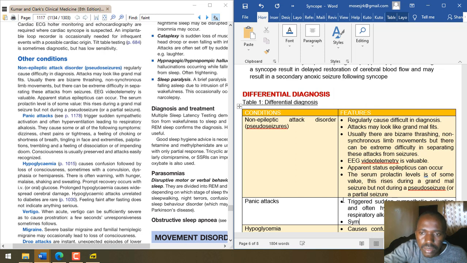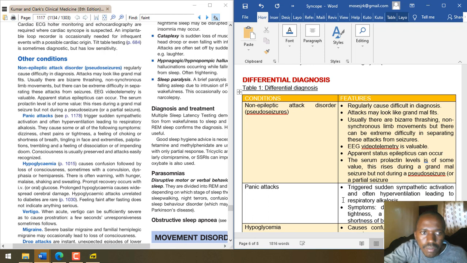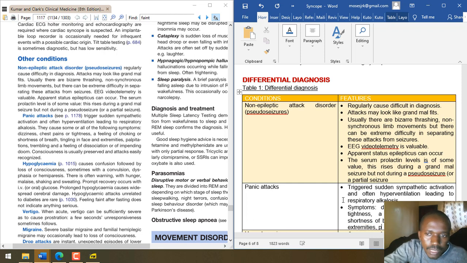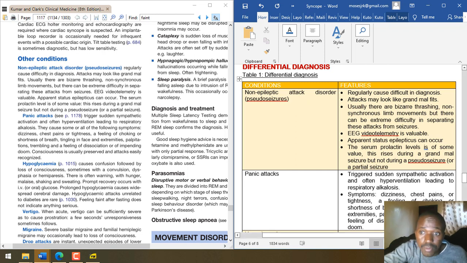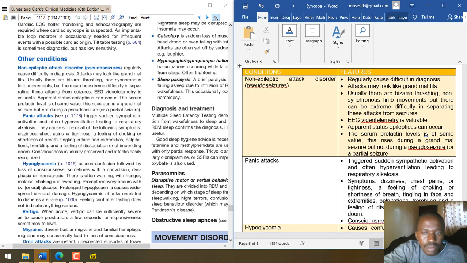Symptoms: dizziness, chest pains or tightness, a feeling of choking or shortness of breath, tingling in face and extremities, palpitations, trembling, and a feeling of dissociation or of impending doom. Okay, panic attacks are very, very horrible, by the way. So remember, keep saving your work as we go, because it's very important. Then consciousness, the last point, is usually preserved and attacks easily recognized. Okay, so that's the last statement here.